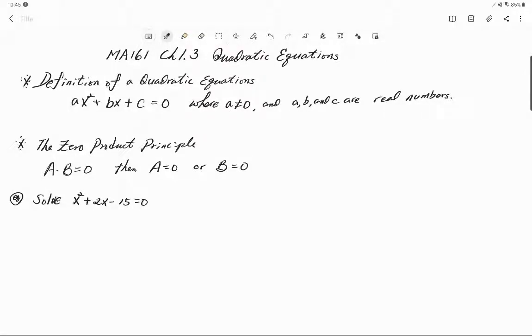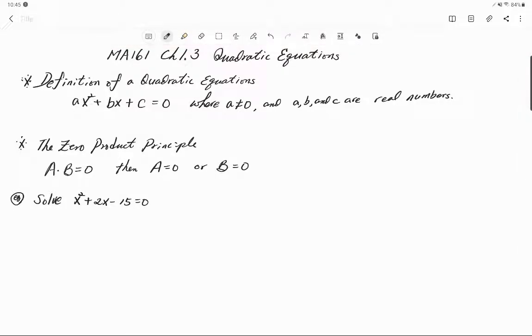Okay, Math 161, chapter 1.3, quadratic equations. What are quadratic equations? It contains an equal sign because it's an equation, and the degree of the variable x is 2. So this is a second degree equation. Always check whether the highest degree, the power exponent, is 2. Then this is a quadratic equation.